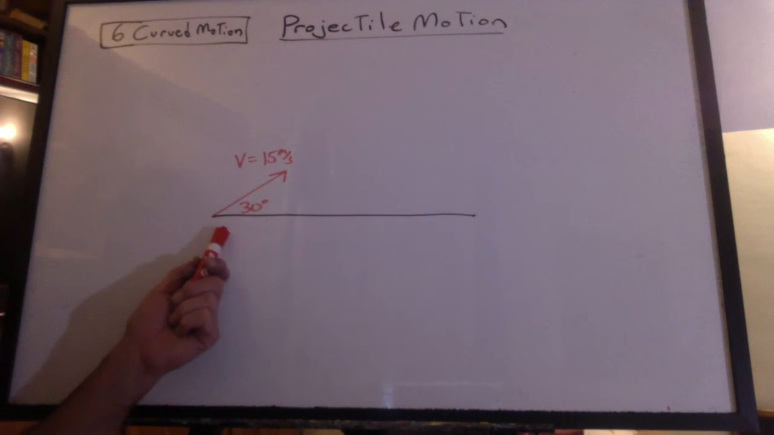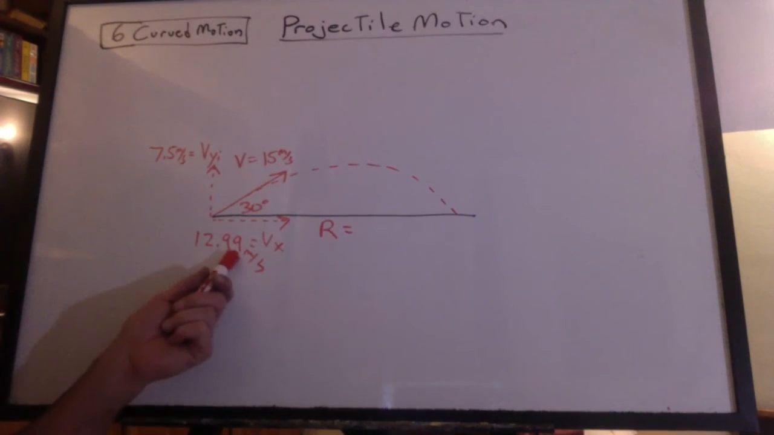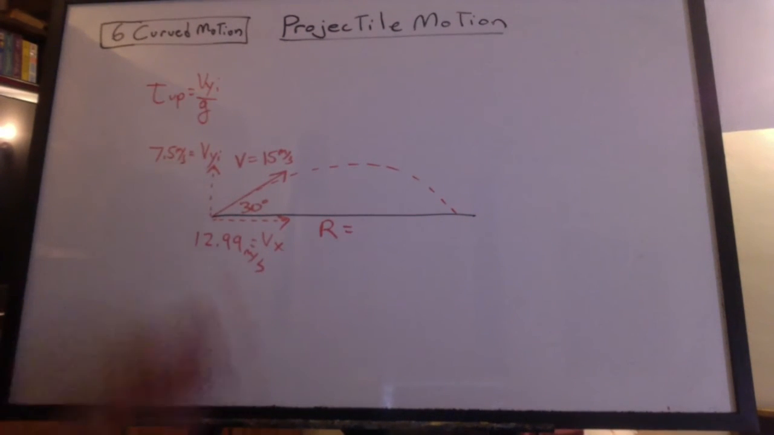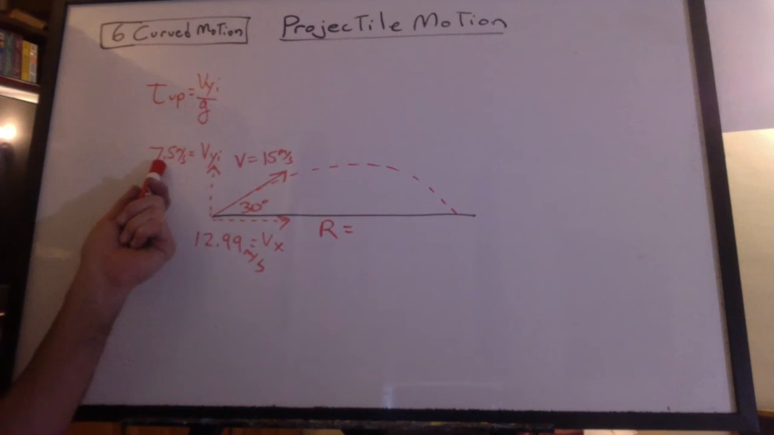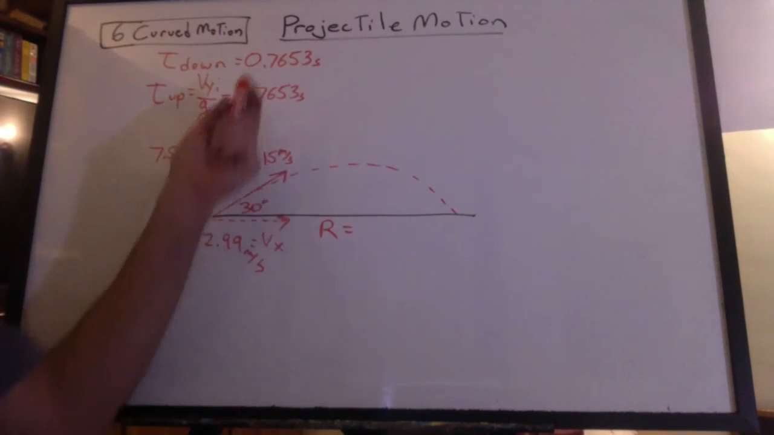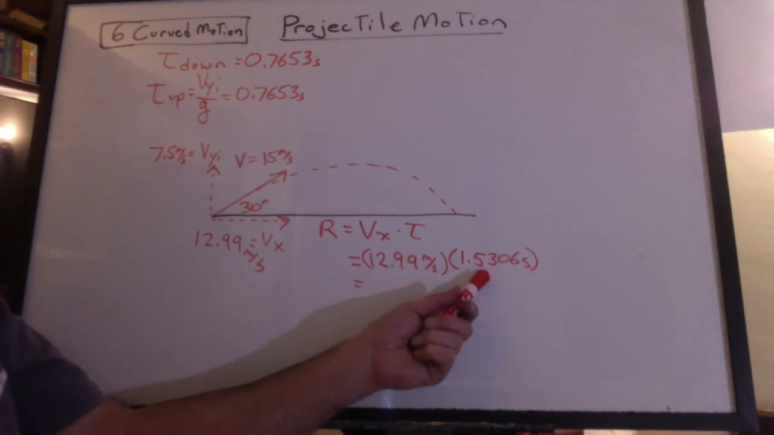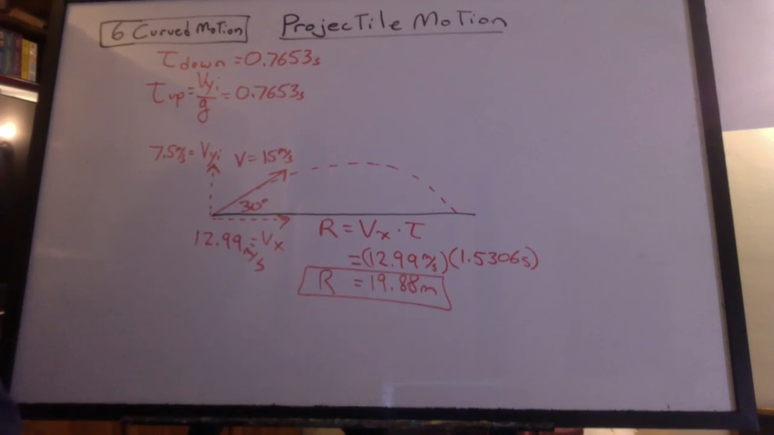Let's again try this problem. 15 meters per second, launched from the ground, 30 degrees. What's the range? Of course, you'll break it up into components, 12.99 meters per second x, 7.5 meters per second y. Time up, v initial, divided by g. That's the y velocity. We get 0.7653 seconds on the way up, and that's the same time on the way down. Horizontal velocity times the total time of flight, and we get a range of 19.88 meters.